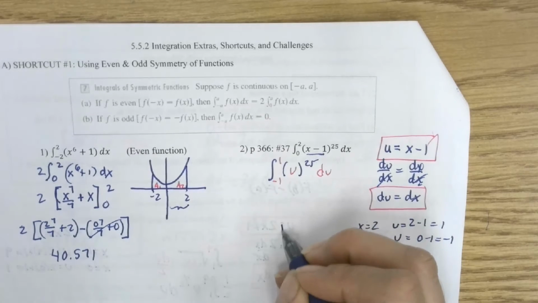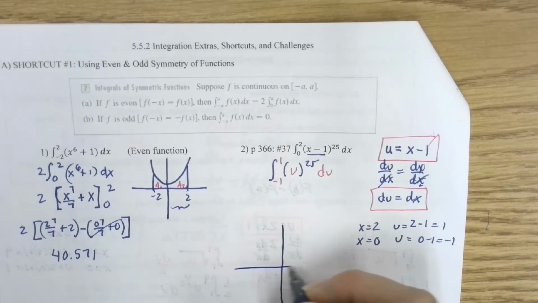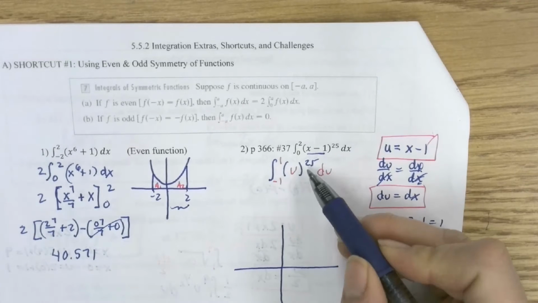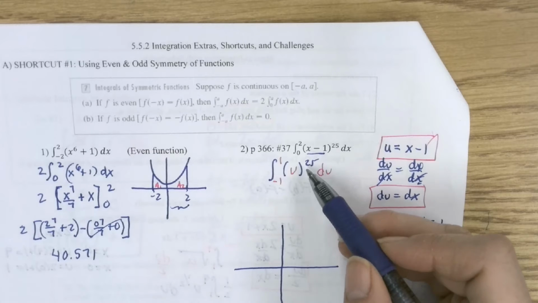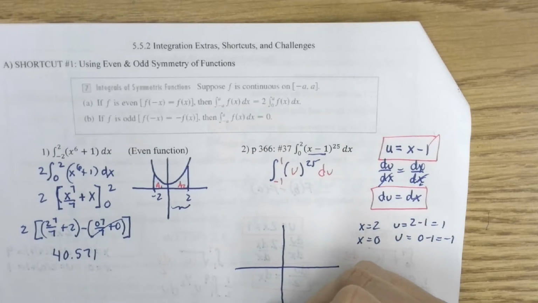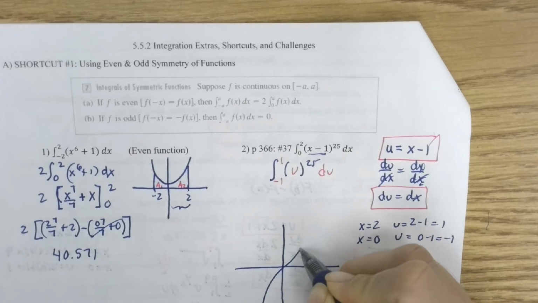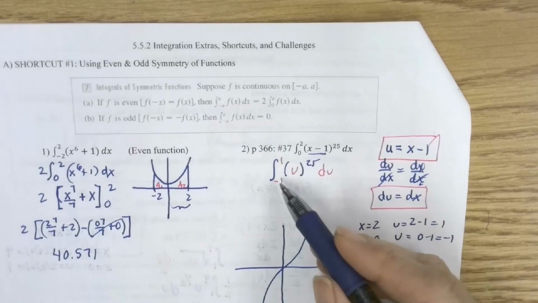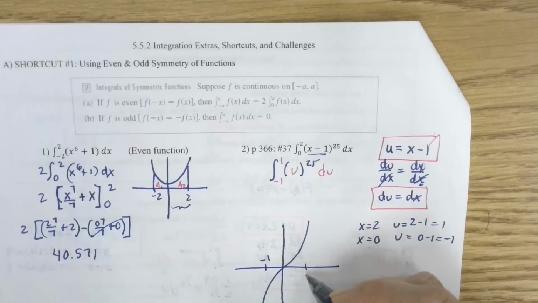And I also want to look at this and consider what I'm finding visually. So u to the 25th, that's like a parent function very similar to u cubed. It's just going to be a lot steeper past 1 and beyond negative 1. So I have some kind of function that looks like this. And I'm finding the area from negative 1 to 1.